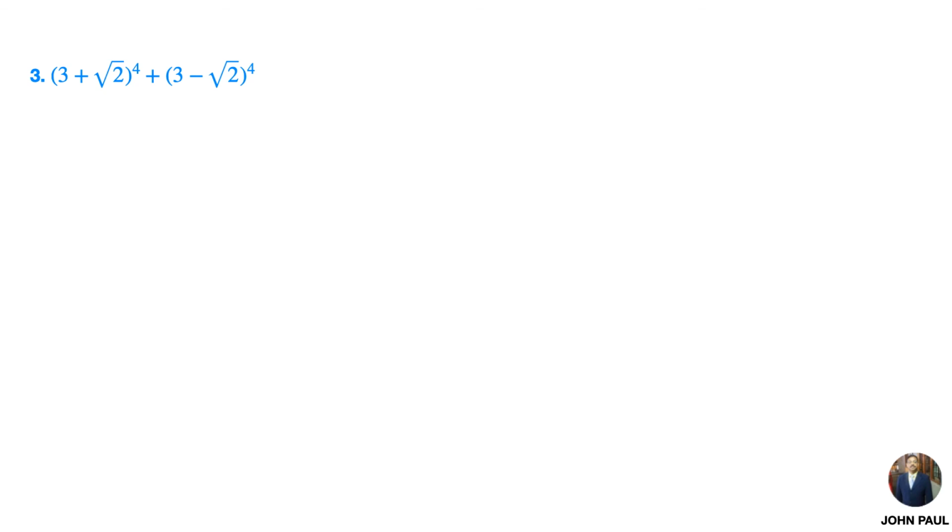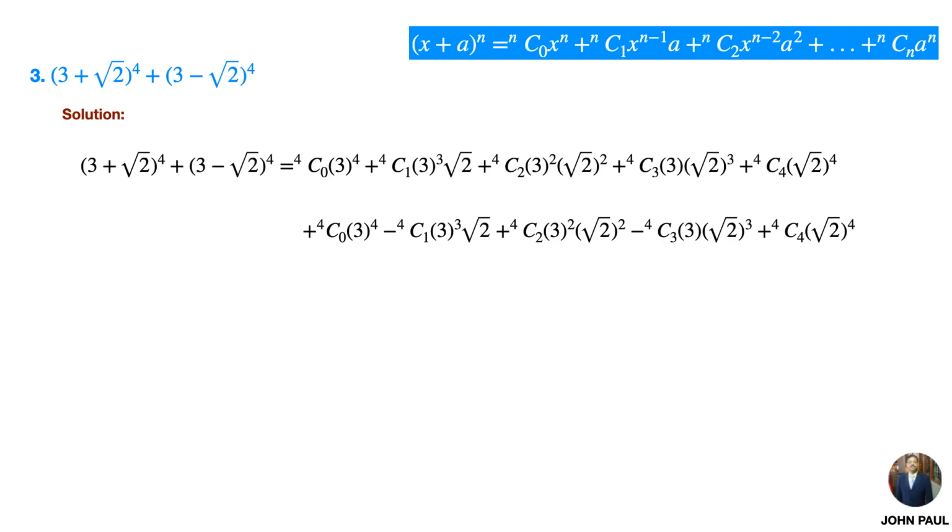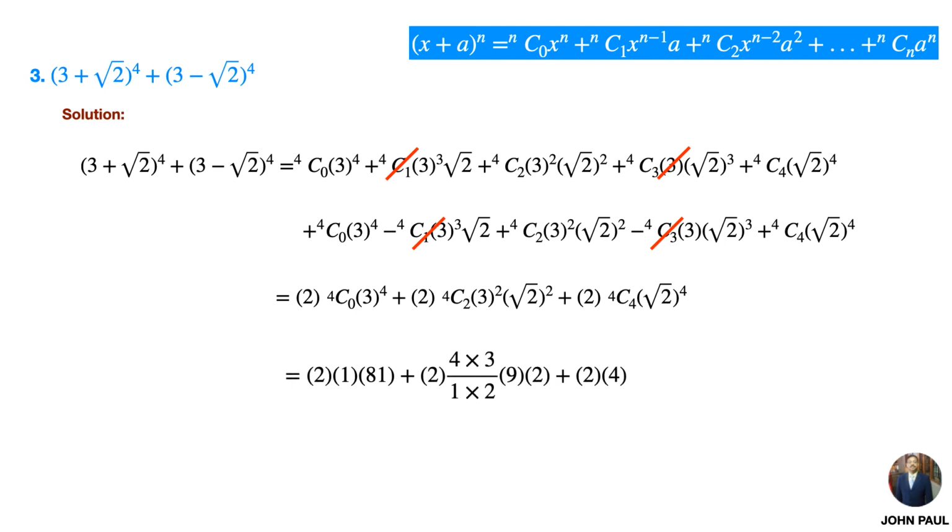Third problem: (3 plus root 2) whole power 4 plus (3 minus root 2) power 4 is given to us. Binomial theorem. Solution: 2 times we will use the binomial theorem for 2 different terms. Now we can cancel the common terms. We will group it: 2 into 4C0 3 power 4 plus 2 into 4C2 3 square root 2 square plus 2 into 4C4 root 2 power 4. By simplifying, we can cancel the terms. We get 162 plus 216 plus 8. That is 386.